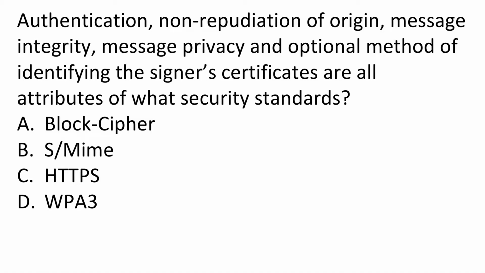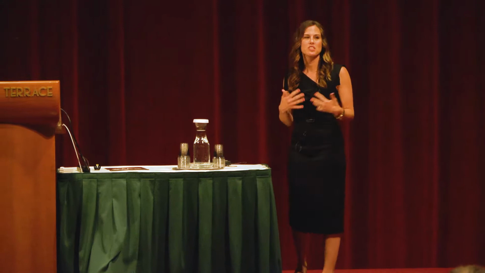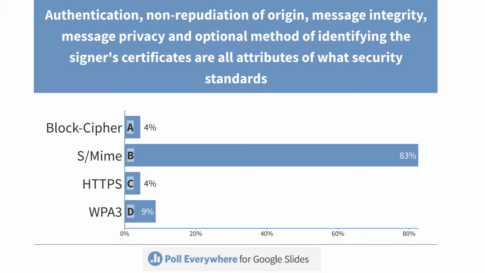So question 1: authentication, non-repudiation of origin, message integrity, message privacy, and an optional method of identifying the signer's certificates are all attributes of what security standards? Block cipher, SMIME, HTTPS, or WPA3. You don't have to take too long, just pick which one you instinctively think would be the correct answer. B, SMIME. That is absolutely correct. For being such a long day, you guys are definitely on your toes. Thank you so much. We just have 2 questions to go.